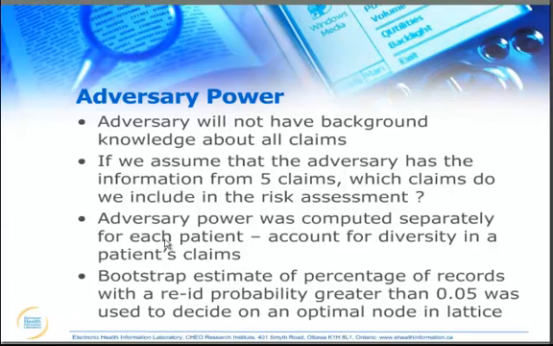So the predictability of claims for a low diversity patient is high, and therefore you can assume that the adversary will have a lot of power for that patient. Whereas for a patient who has a number of acute incidents that are unrelated to each other, in that case there's a lot of diversity in terms of diagnosis and the procedures and so on, then knowing one claim does not help you predict other claims.